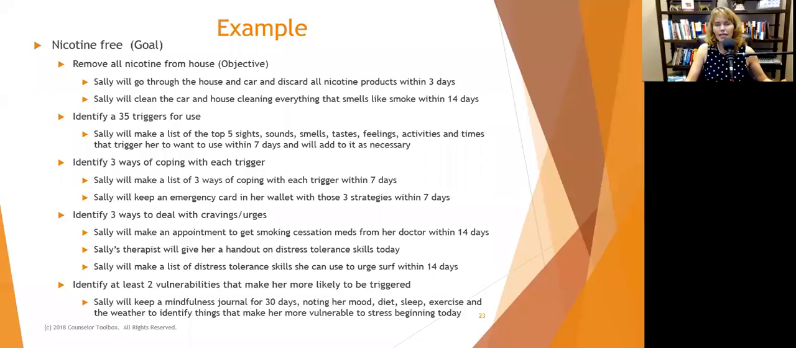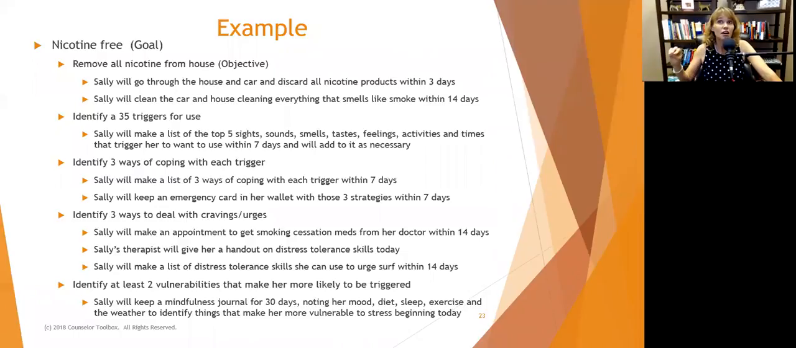So while I'm thinking about these, remove all nicotine from the house. If somebody's going to be nicotine free, that's the objective. Then the interventions for that, to remove all nicotine from the house, who's going to do it and how's it going to be done? Sally will go through the house and car and discard all nicotine products within 3 days. So we have a time limit, and we have who's going to do it, what she's going to do.